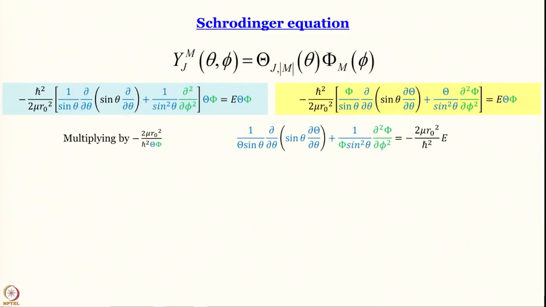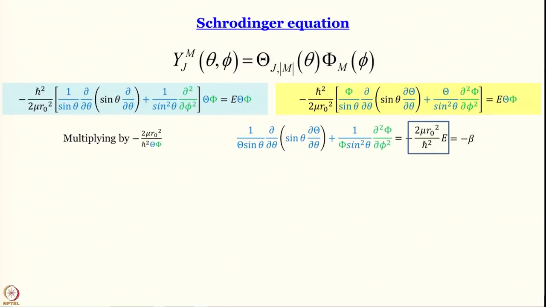But even though the first term on the left hand side is sorted, the second is not. So, to get rid of that, it is not very difficult to see what I have to do. I have to multiply by sin square theta. Right? But before I do that, let me rewrite this minus 2 mu r 0 squared multiplied by E divided by h cross square as minus beta. Why minus beta? Because that is how it is written in the solution of the Schrodinger equation for hydrogen atom.